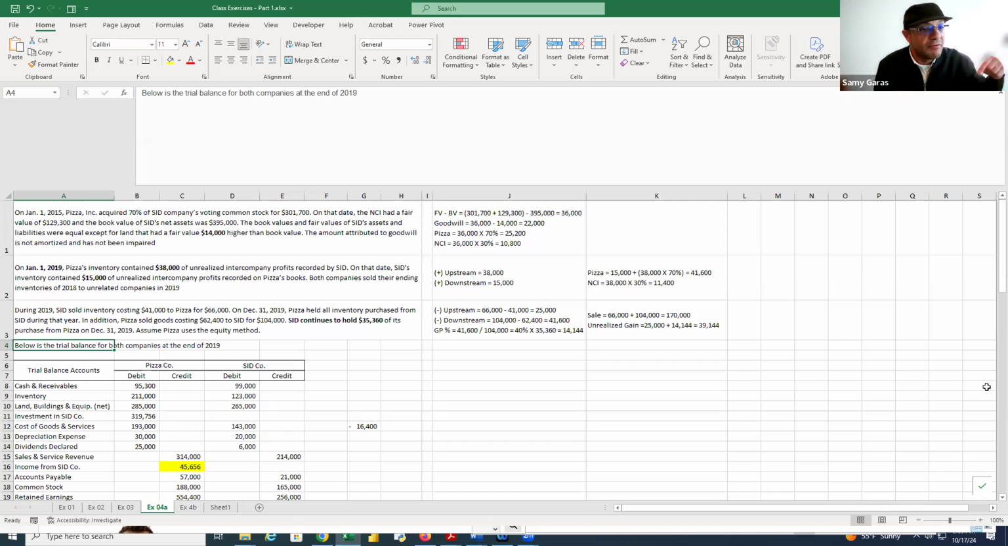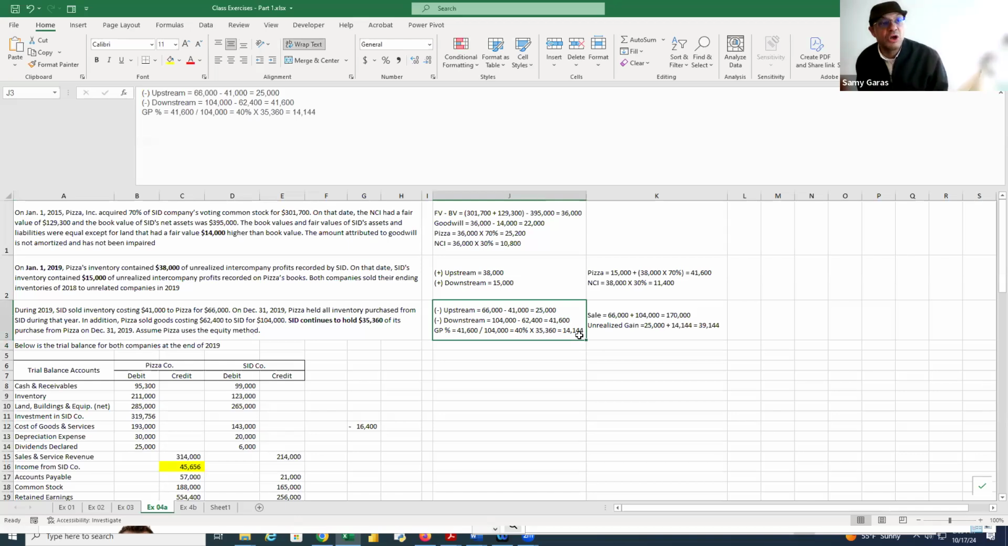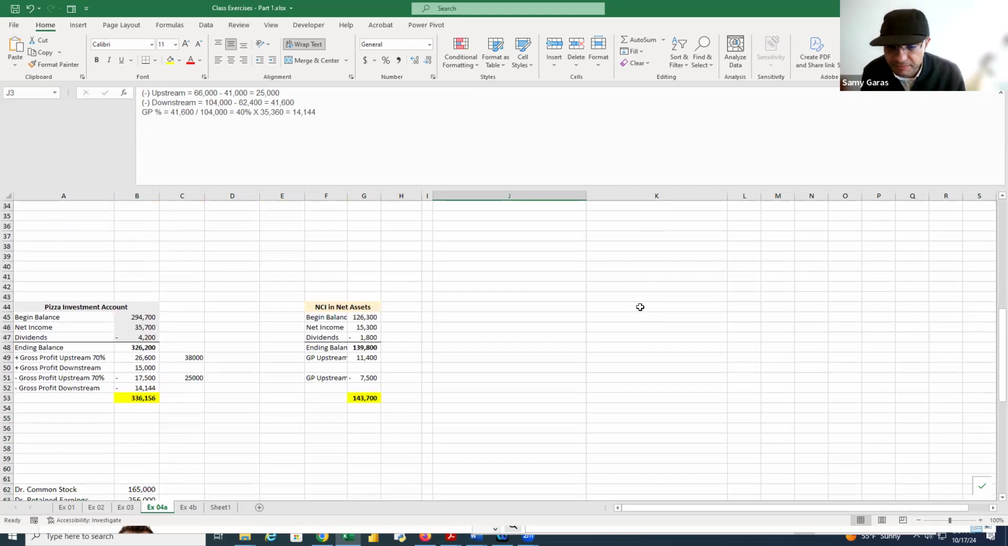So what shall we do? From this quantity, I need to take the net profit, the unrealized gain. So I subtracted 104 minus 62,400, divided by 104, to get the profit percentage. Multiplied by the inventory 35,360, we get the unrealized gain, 14,144. Now we add here the unrealized gain 25 plus 14,144, and this would be our inventory, 39,144, which I'm going to put here.